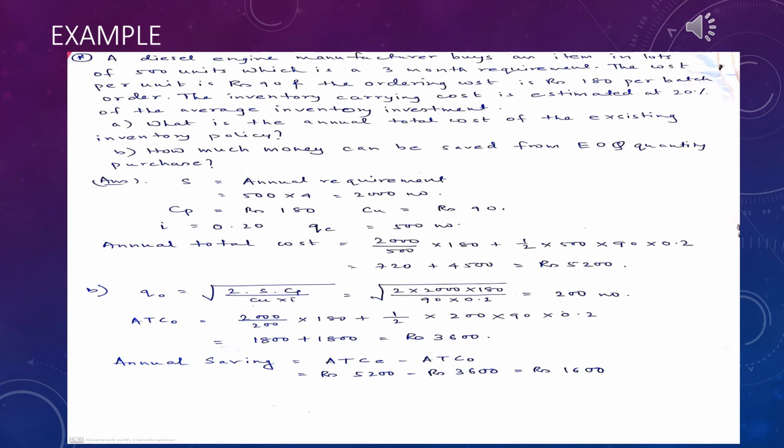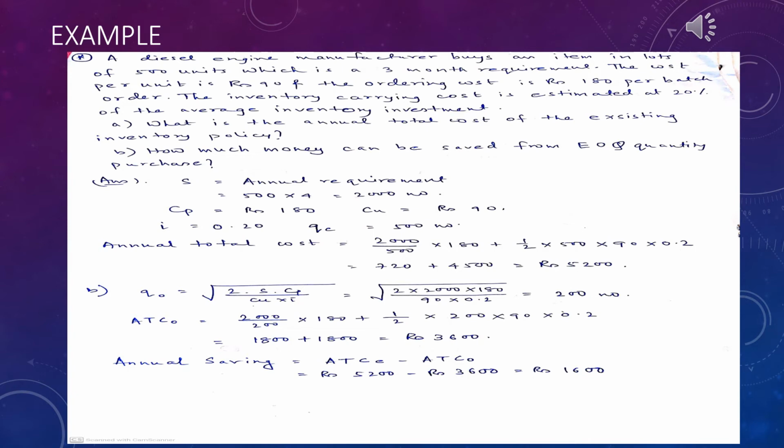Now let's talk about what happens if they order in EOQ. Finding EOQ from the formula, root over 2 into S into CP divided by CU into I, and putting those figures in, we find the EOQ to be 200 units per order. Now if we change the batch orders from 500 to 200, we can find, as I have mentioned, the annual total cost at economic ordering quantity.